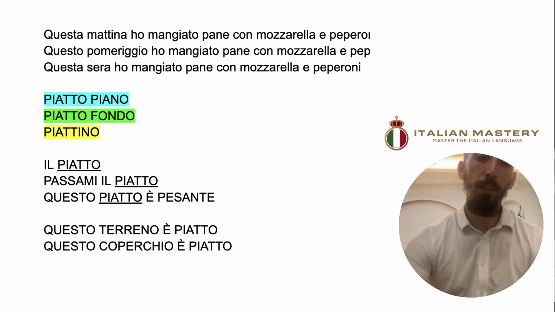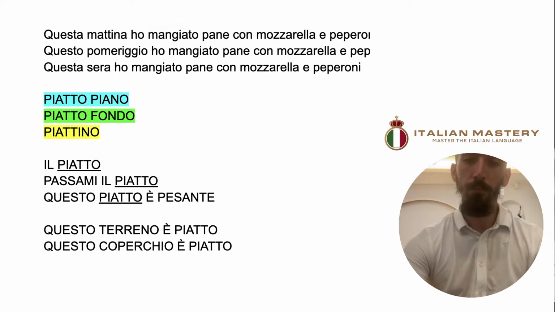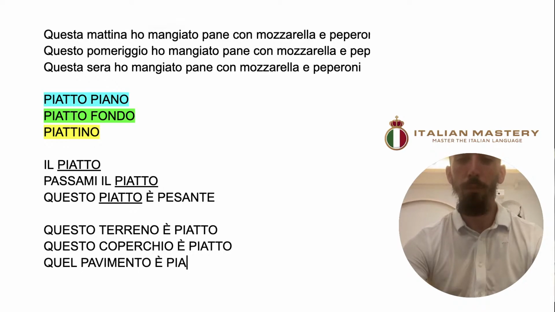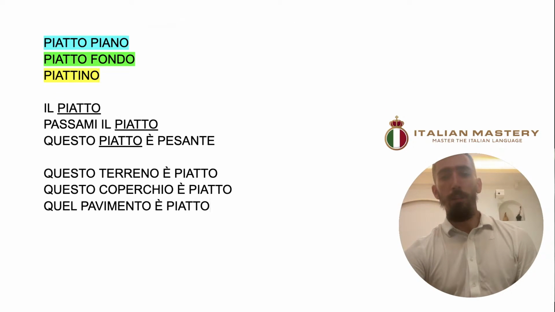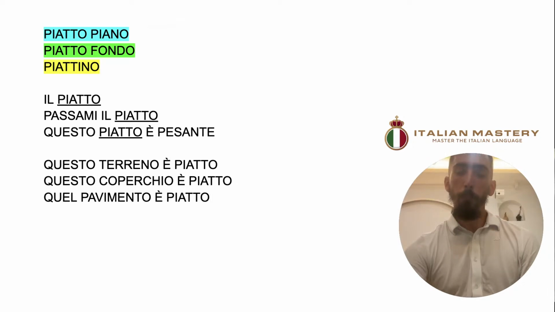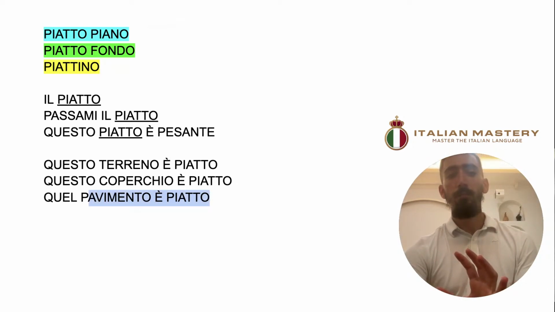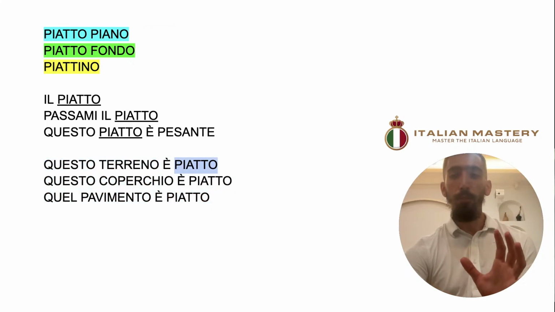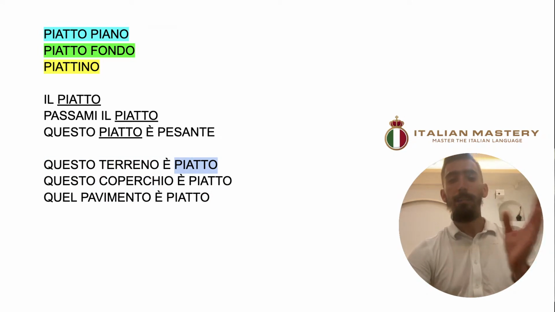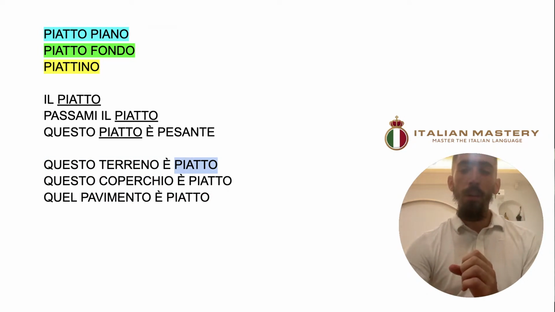I can't come up with a third example. Quel pavimento è piatto. I struggled a little bit, but in the end I made it. So in this set of examples, piatto is used as an adjective.